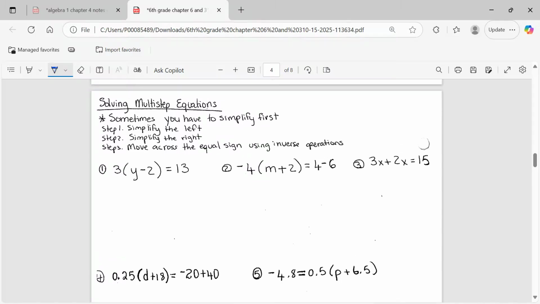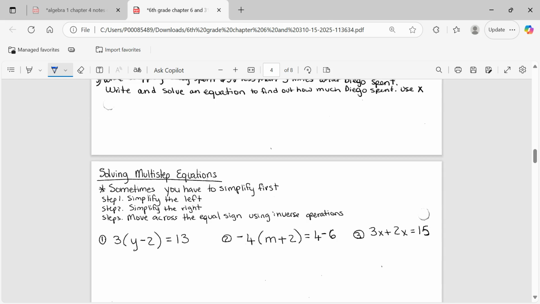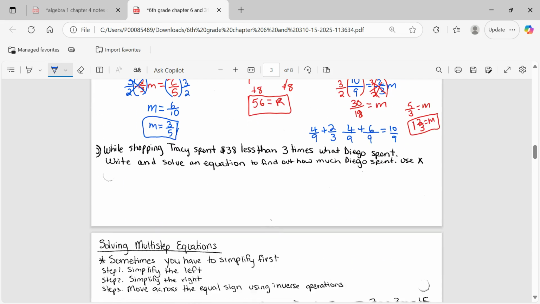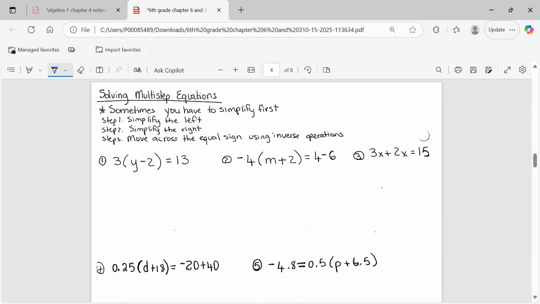Today we are moving on to multi-step equations, and this is just with the variable on one side. Last time we talked about solving two-step equations. Today we are going to solve kind of like a two-step equation when more things are going on, right? More than two steps, so it's multi-step, but only with the variable on one side.